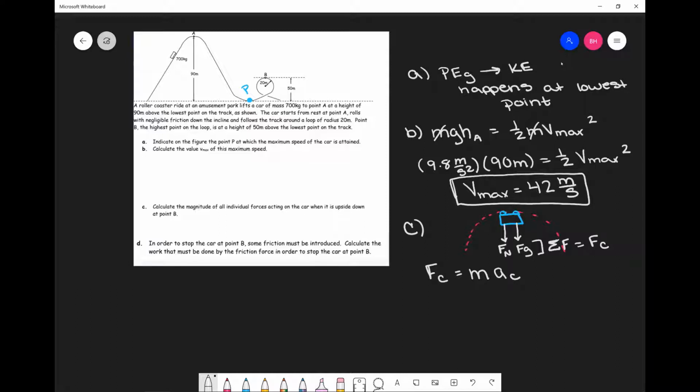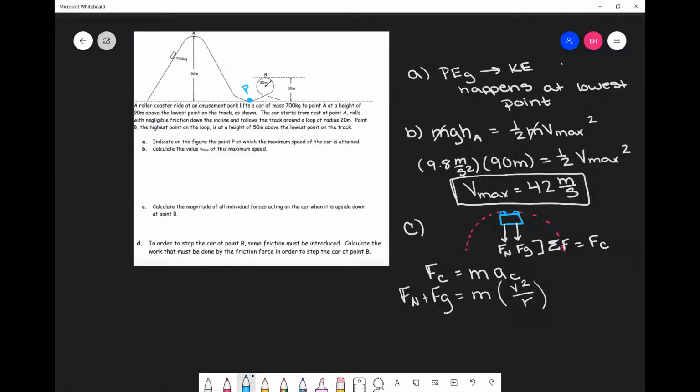Now let's think about what our force C is. Our force C is going to be our normal force plus our force due to gravity, which is going to equal our mass times my centripetal acceleration. And my centripetal acceleration is v squared over r. Okay, so let's think about what we know. Now, we don't really know anything about our normal force yet. We can't derive anything. We can calculate our force due to gravity.